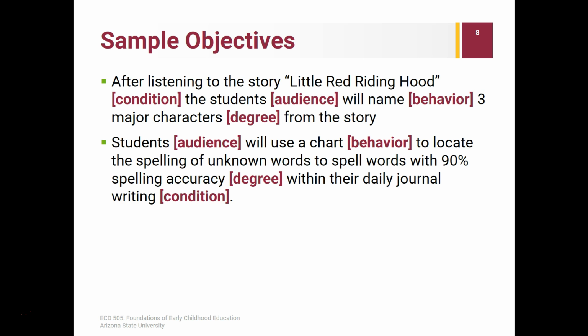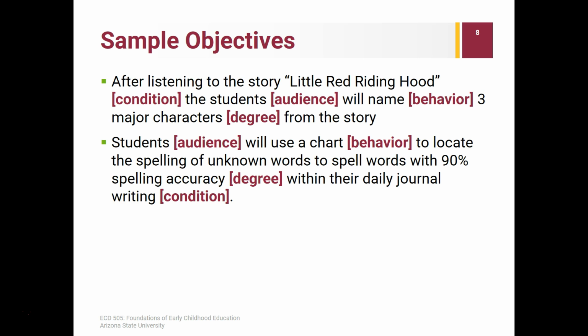Take a look at these sample objectives. After listening to the story Little Red Riding Hood, the students will name 3 major characters from the story. In this objective, the audience is the student, the behavior is naming, the condition is after listening to the story Little Red Riding Hood, and the degree is naming 3 major characters. Now let's look at the second example.